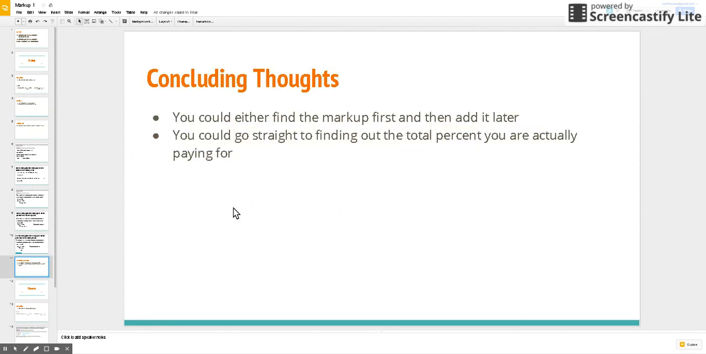Some concluding thoughts. You could either find the markup first and then add it later. This is method 1. Or you could just go straight to finding out the total percent you are actually paying for, which is method 2.